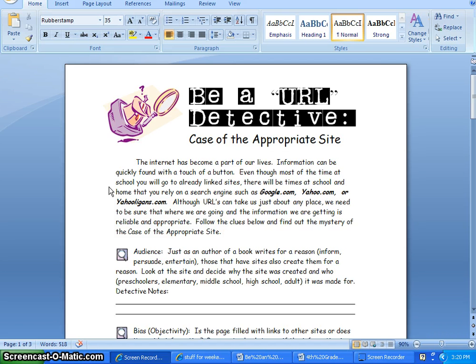Although URLs can take us just about any place, we need to be sure that where we are going and the information we are getting is reliable and appropriate. Follow the clues below and find out the mystery of the case of the appropriate site. What you will do is choose your site. Please print the paper that I have shown you by going to our Critical Thinking Lab website and printing that document. The first thing that you will look at is the audience.